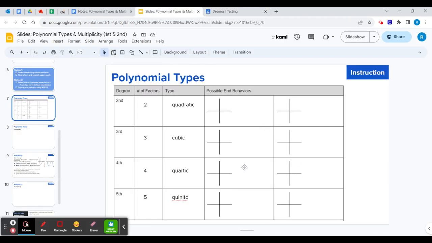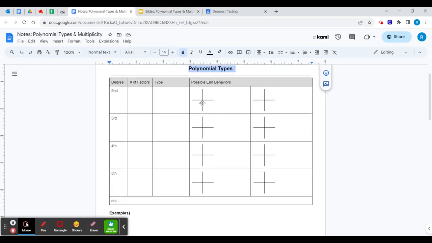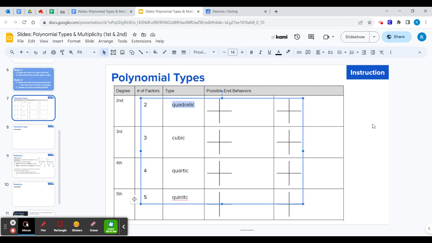So let's take a quick pivot here and jump into our notes. So your notes, real quick, polynomial types. We're just going to fill out this table real fast. No need to do any example problems. We're just making the connection between standard form, factored form, and behavior. And also want to start applying some names to these. You don't have to memorize these, but I do want you to have exposure to them.